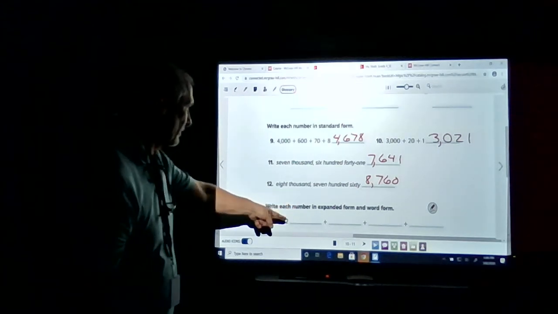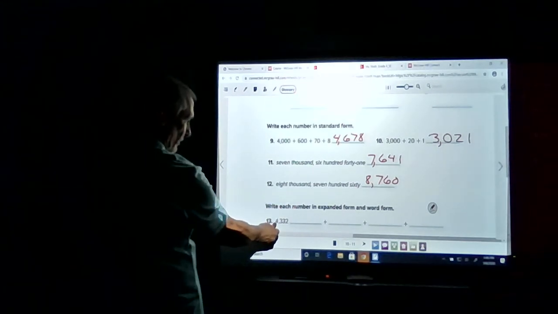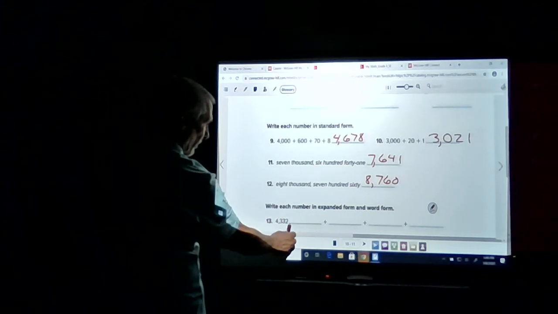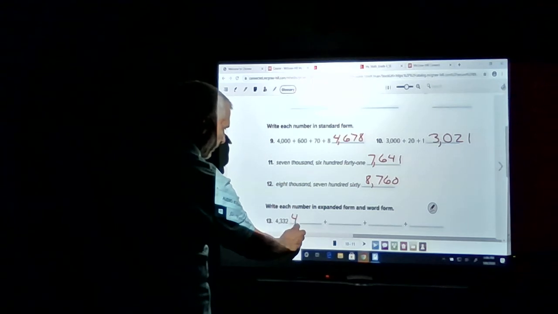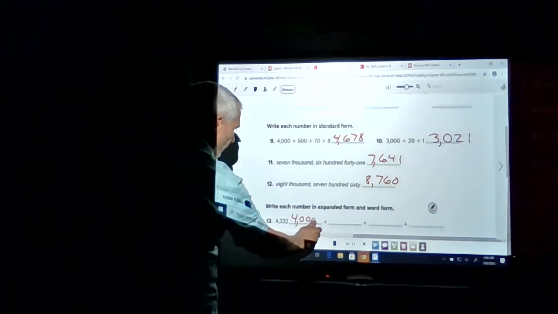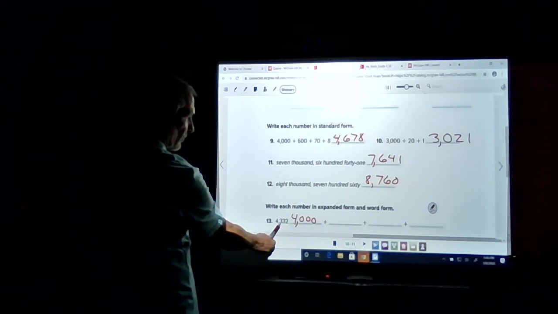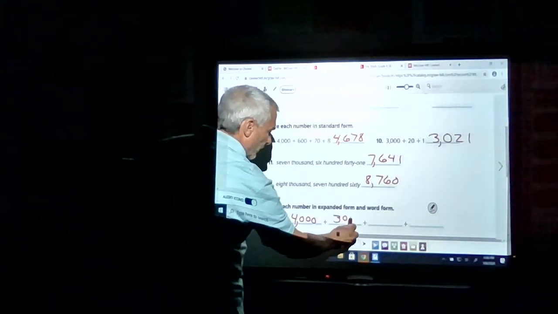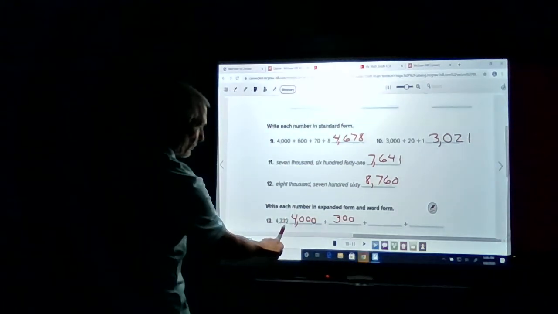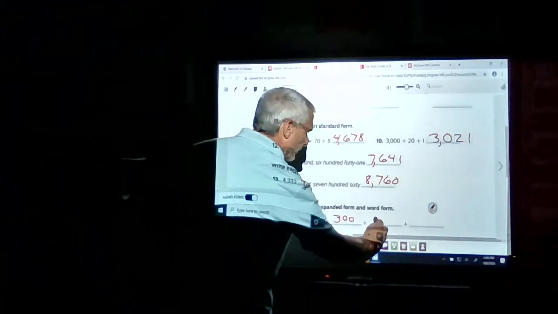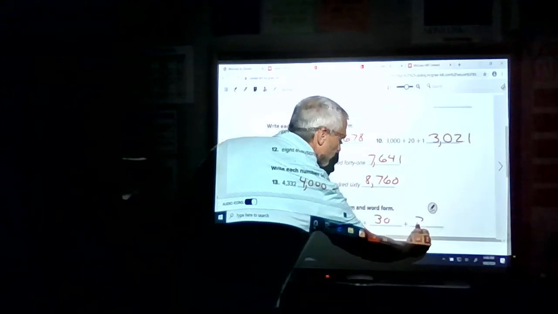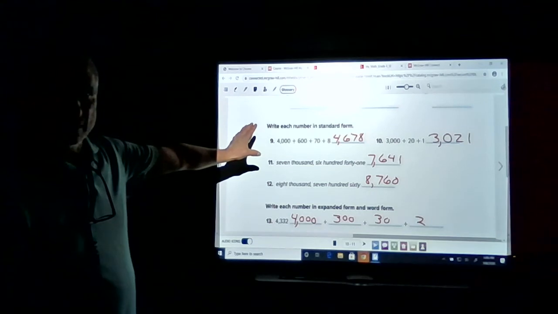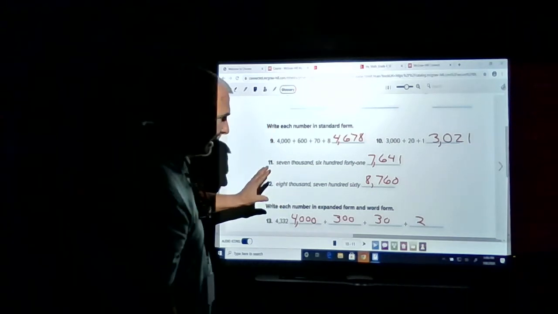Here's the expanded. We'll start with this. And we're going to say 4,000. How do we write 4,000? 4,000. 3 is in the hundreds, 300. This 3 is in the tens, 10, 20, 30. And finally the ones plus 2. It's a lot. I know you can do it. Do the ones that I haven't completed.